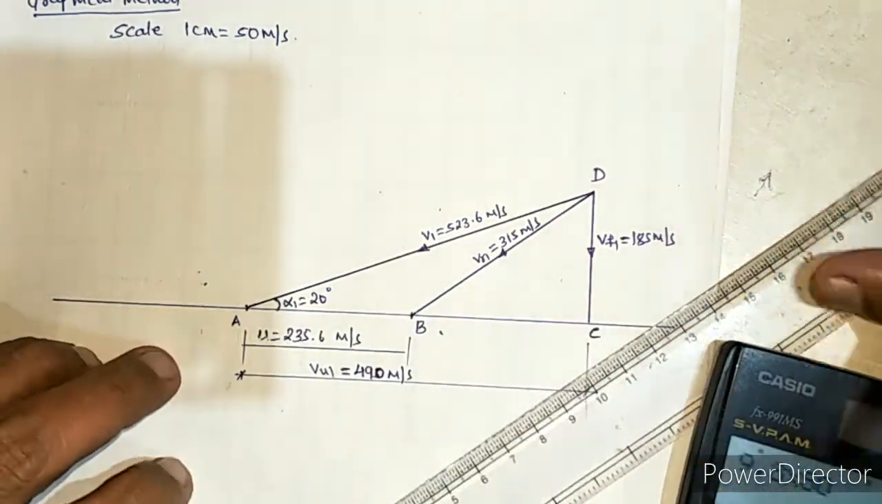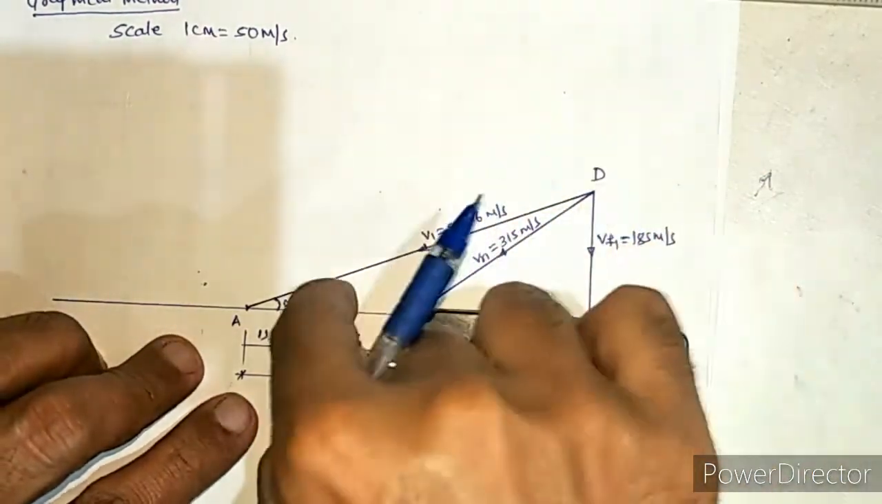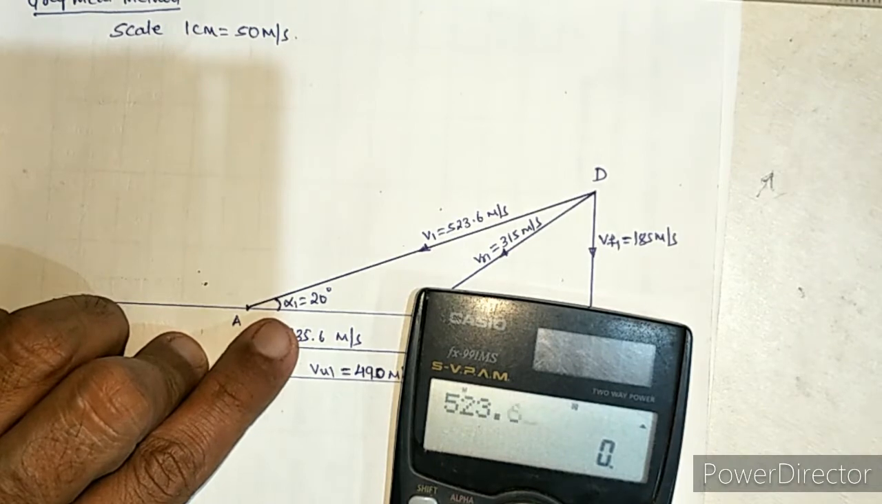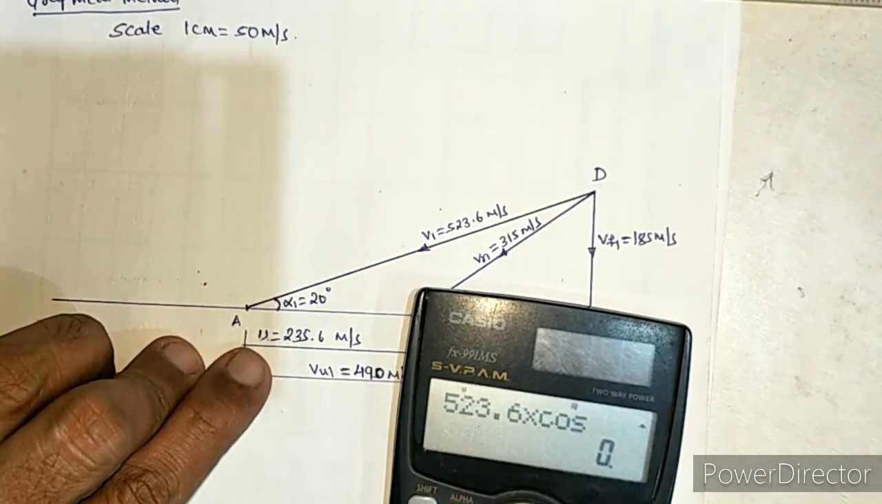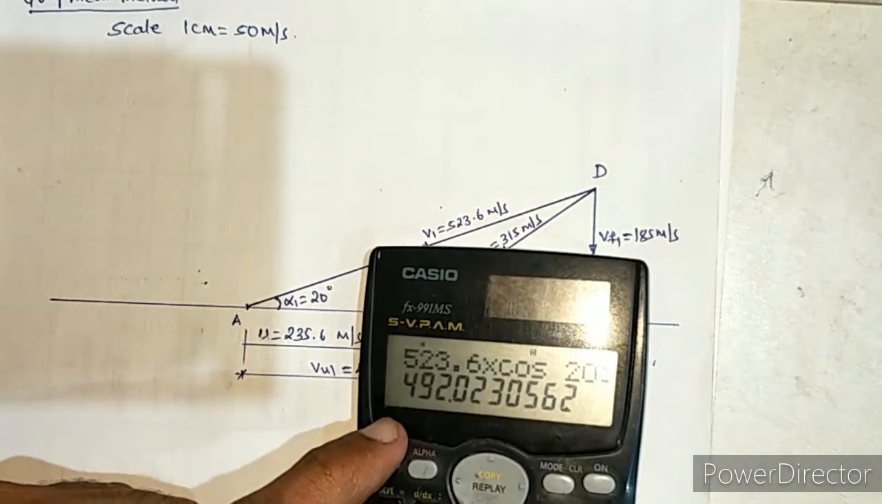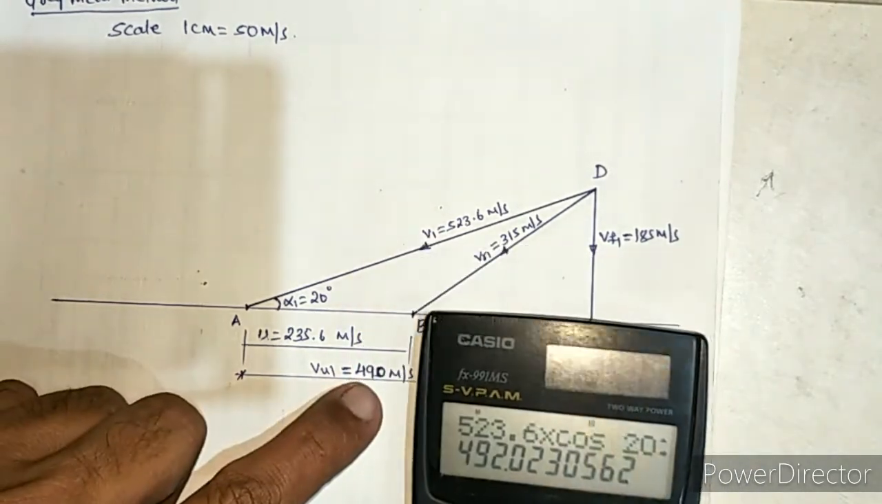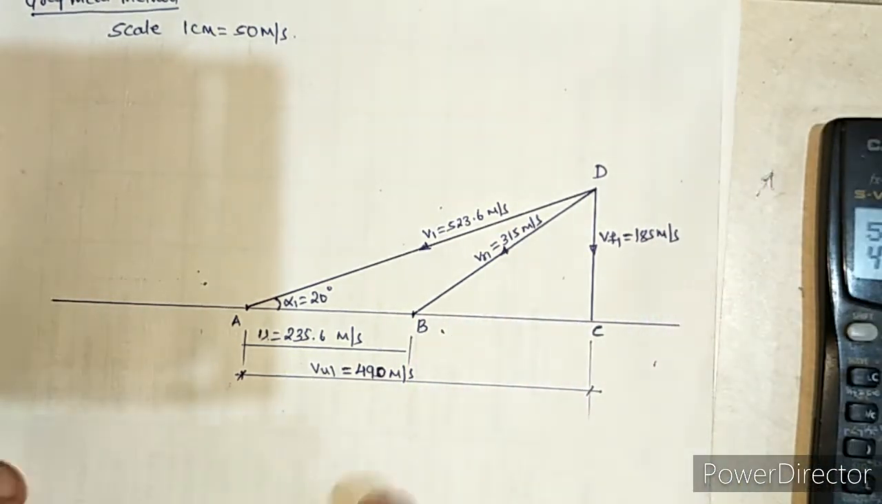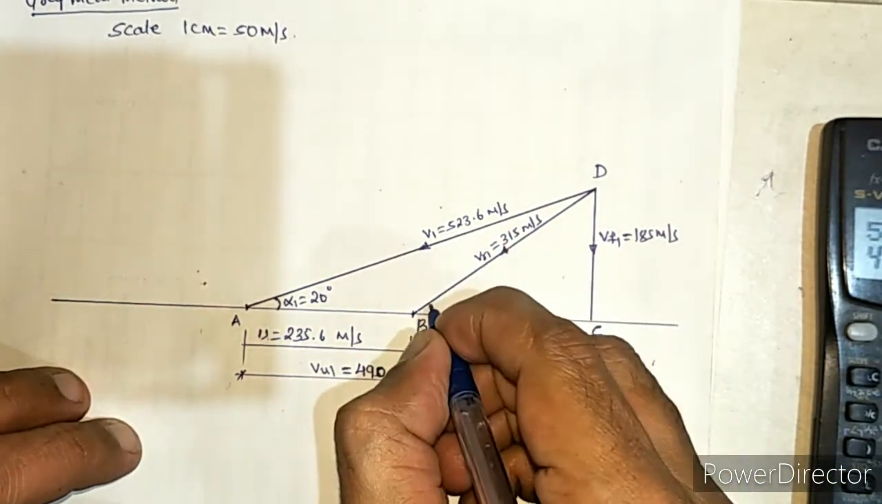Or you can also calculate this VU1 by these two parameters. V1 is 523.6 into cos of 20, so you will get 492. So the exact value is 492 and we are getting somewhere around 490, so this can be acceptable. So this completes the inlet velocity triangle.